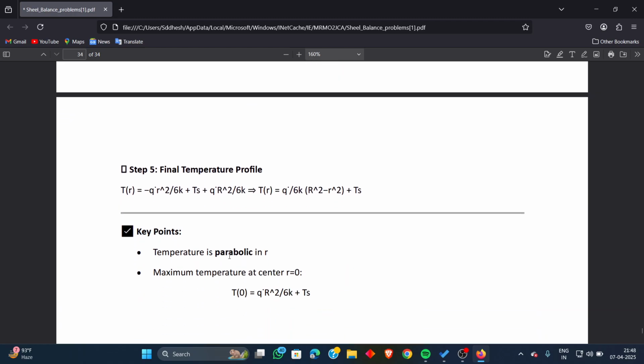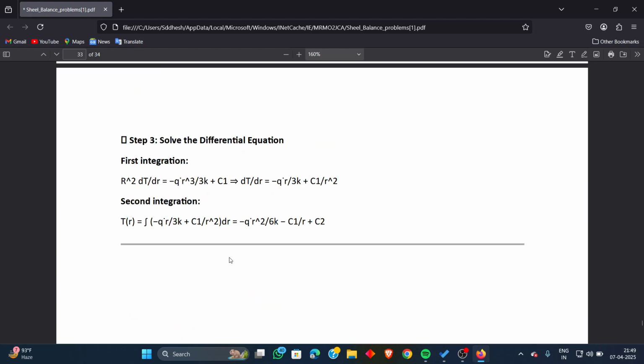Step 5. The final temperature profile: T of r is equal to minus q dot r square by 6k plus Ts plus q dot capital R square by 6k, which is T of r is equal to q dot by 6k into bracket capital R square minus small r square plus Ts. Key points. The temperature is parabolic in radius r. Maximum temperature at center, r is equal to 0. T naught is equal to q dot capital R square upon 6k plus Ts.